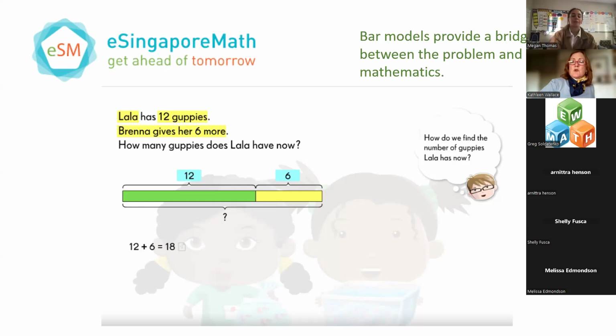Oftentimes the children don't know what the problem is asking or how the question relates to the mathematics. The bar model always has the unknown labeled with a question mark, and this guides the children to seeing what they need to do. I hope you'll agree that this makes it very clear to the children that what they need to do is to add 12 and 6 and find out how many guppies she has now.